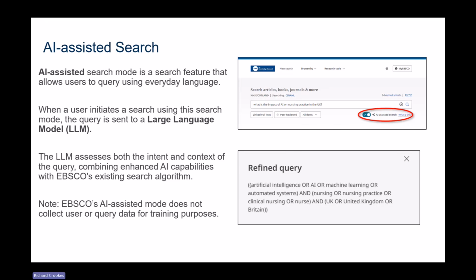Just a note that EBSCO's AI-assisted search mode does not collect user or query data for training purposes, and it's only searching within CINAHL. It's not going out to other EBSCO databases, like Medline for example, and it's not going to the open web to provide that information. It's purely sourcing content within CINAHL itself. So there's the option there to switch that on. It is available, but you need to switch it on when you're using it.